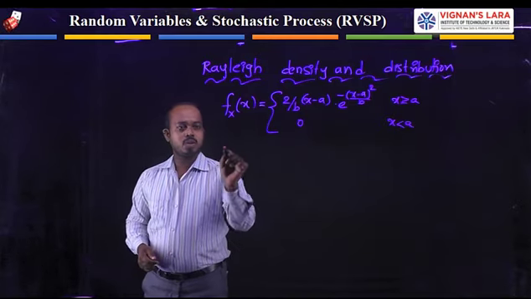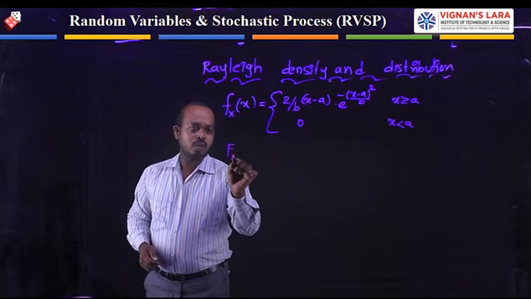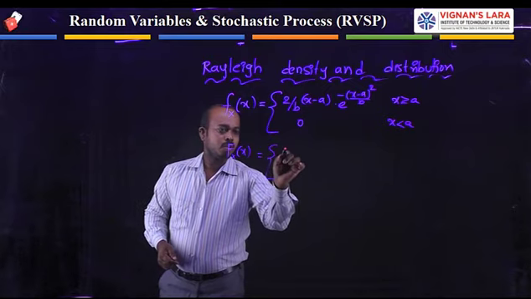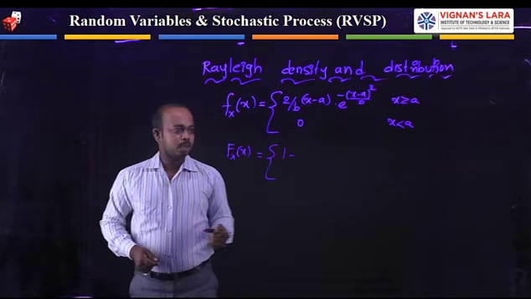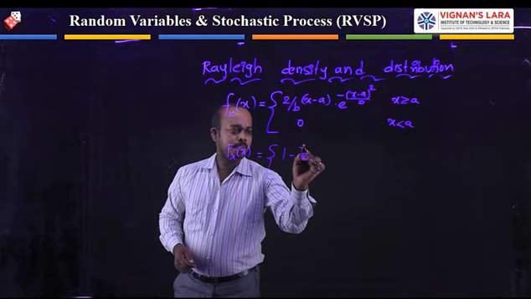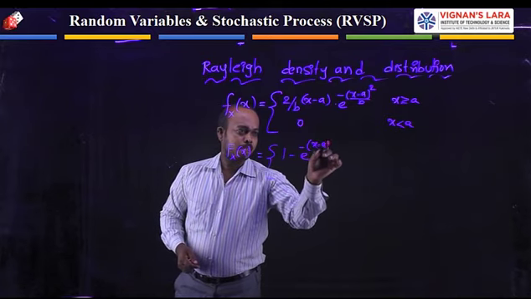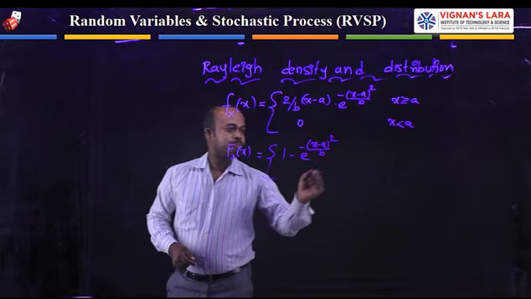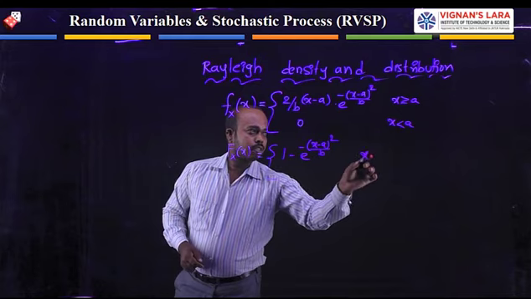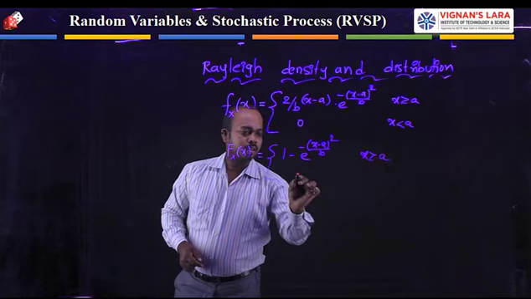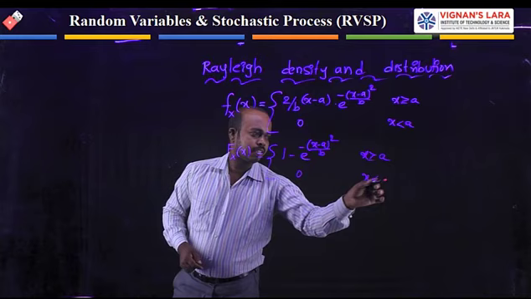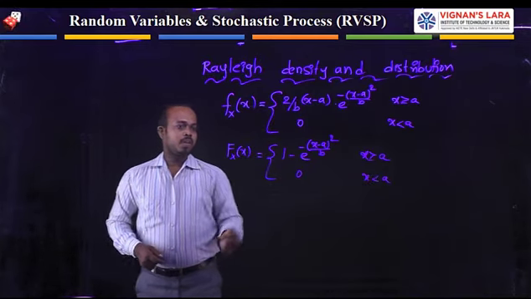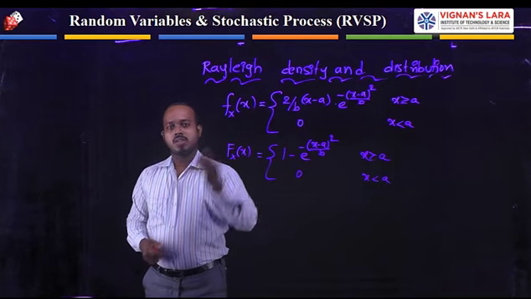From this density function we obtain the distribution. Capital F x of x is equal to 1 minus e power minus (x minus a) whole square divided by b, where x is greater than or equal to a, and 0 for x less than a. How do we obtain this distribution from the density function?